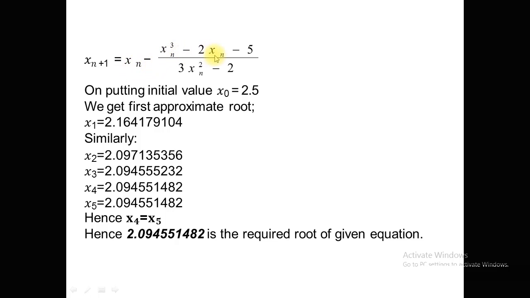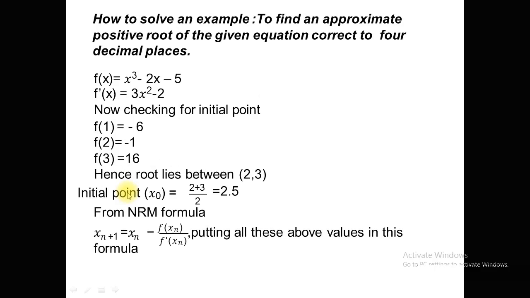Similarly, for n is equal to 2, we get another root x2, and this will become x1. So x1 to the power 3 minus 2x1 minus 5 divided by 3x1 squared minus 2. So the other root will be 2.097135356, and the next root x3 is equal to 2.094555232, the fourth root is 2.094551483, and the fifth root is equal to 2.094551482.